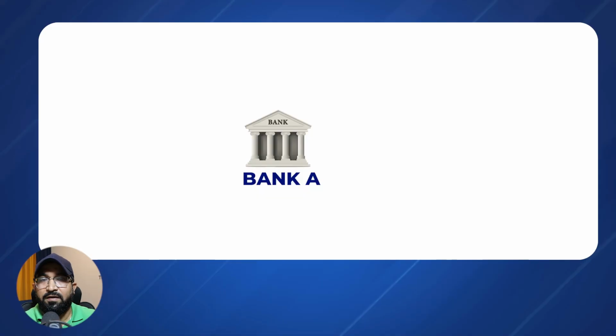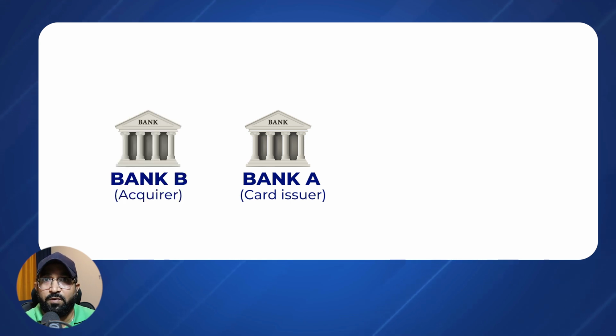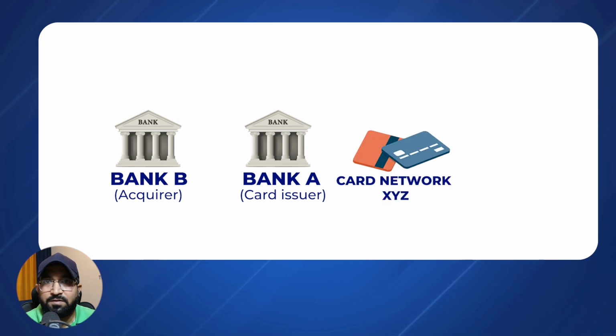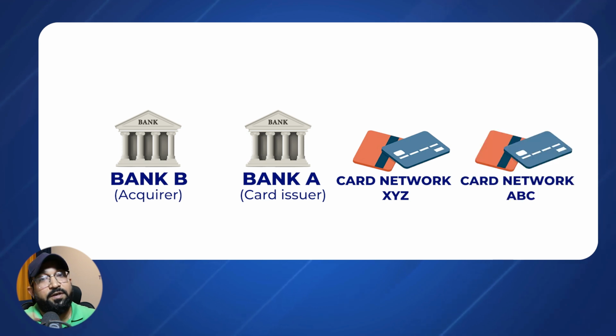So bank A in all the examples is the issuer of the card. For example, if you are using a credit card, which is the issuer bank or the issuer processor. So bank A I will use as an issuer. Bank B will be the acquirer. Card network XYZ will be one such card network. It can be Visa, MasterCard, or Discover, JCB, RuPay, anyone. And card network ABC will be a different card network altogether. Therefore, these four entity names I will be using in the next few minutes of this session while explaining the three different scenarios.